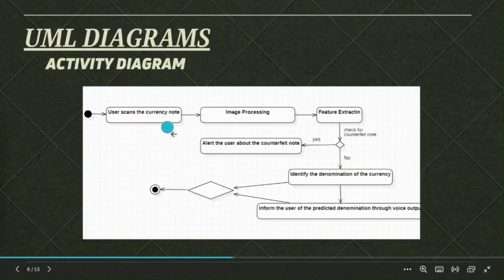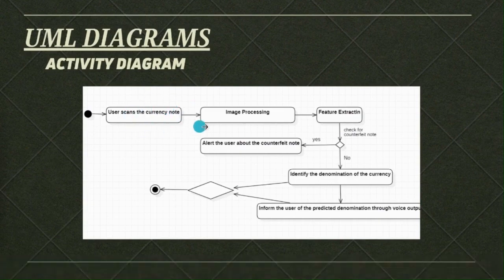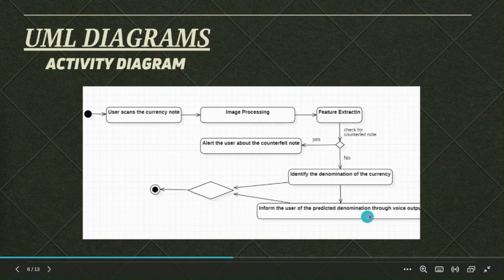Coming to the activity diagram, it shows the clear process of what happens. So first the user scans the note, then image processing, feature extraction, check for counterfeit note, that is a fake note. If it is a counterfeit note, then alert the user about the fake currency. If it is no, then identify the denomination and then inform the user of the predicted denomination through voice output.